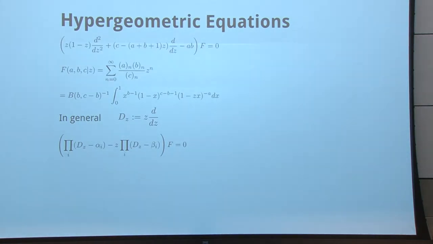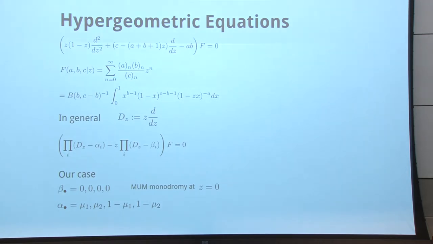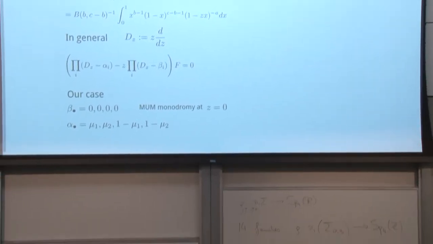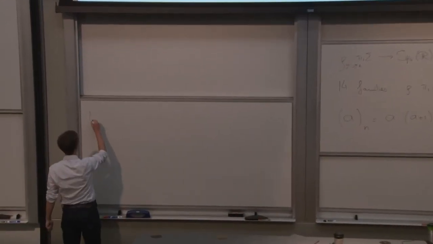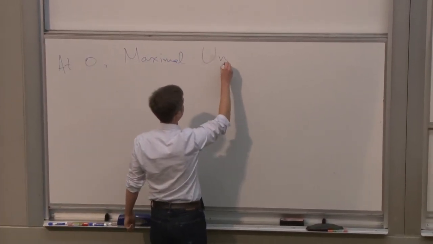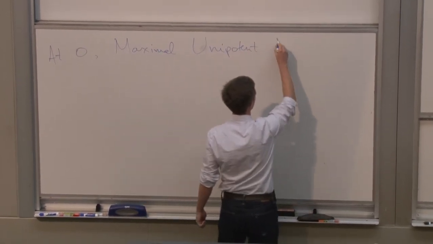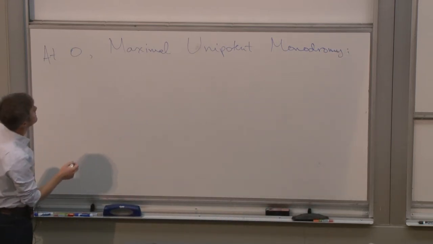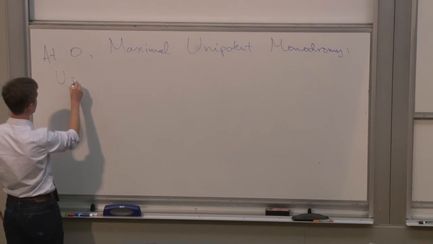for the equation. So what is important for us, the beta parameters have to be all set equal to 0. And this is because we have the requirement of maximal unipotent monodromy. So MUM means maximal unipotent monodromy. And this means the following. This means that at 0, so we have maximal, so this means that your monodromy matrix, I think it's U, this is monodromy at 0.